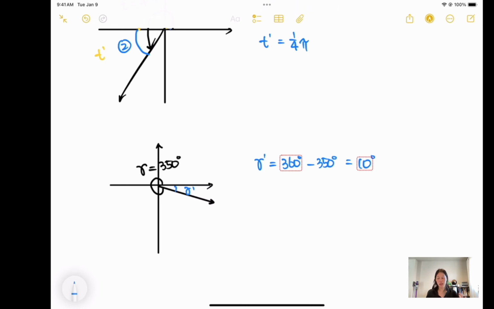So what's the application of the reference angle? I am going to show you later, because we can use the reference angle to find out where our cosine function is, where our sine function is.